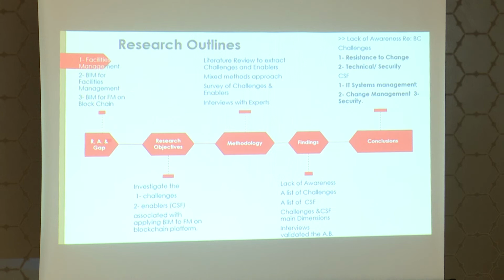I'm not sure if you can see it from the back. So this is our research area and the gap. We looked at facilities management as an area. We looked at BIM for facilities management.